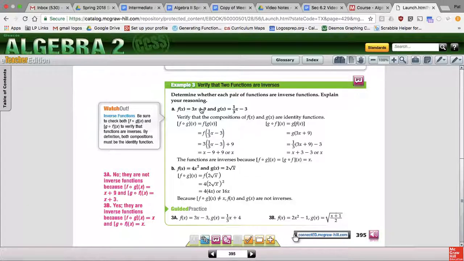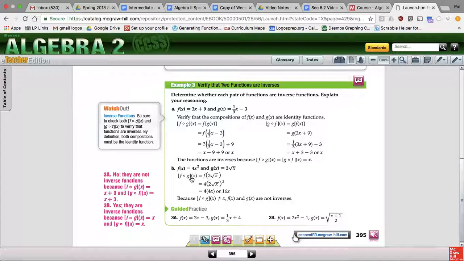We could also take f of x and change f of x to y, switch y and x, and solve for y, and we should get y equals 1/3 x minus 3. That's another way. But we have to know inverses, compositions. So let's look at B, 4x squared and g of x.